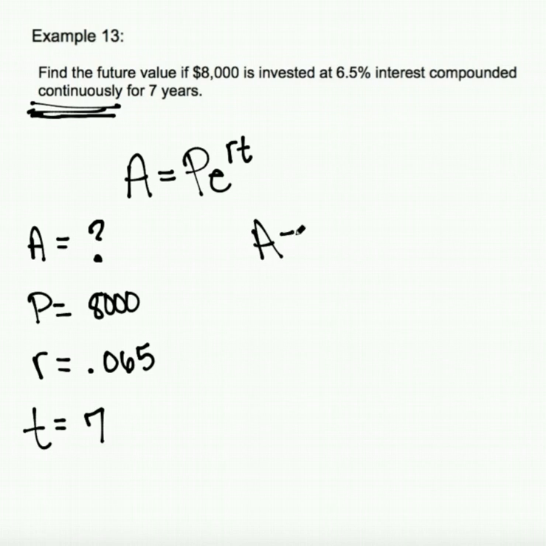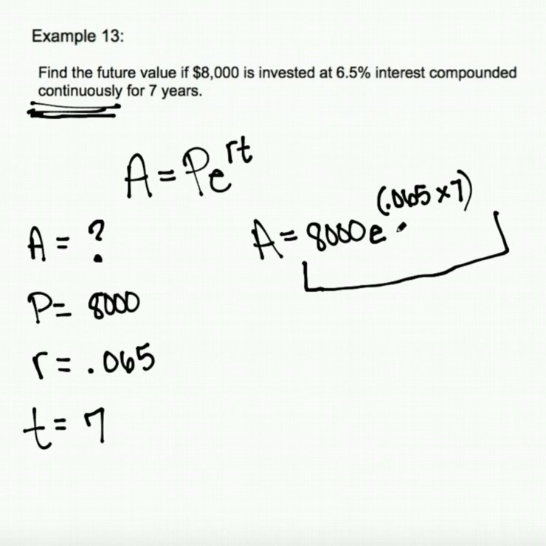A equals 8,000 e to the 0.065 times 7. You can type this straight into your calculator: 8,000 e to the 0.065 times 7. You're going to have to find the button on your calculator that does e raised to a power. If you're not sure, I can show you in class. But when you go ahead and calculate that in your calculator, you're going to get $12,609.39.